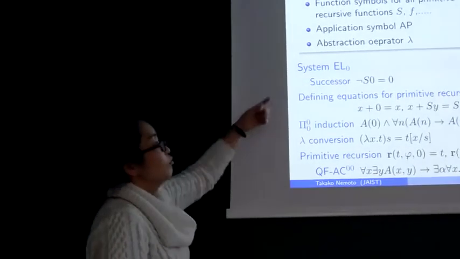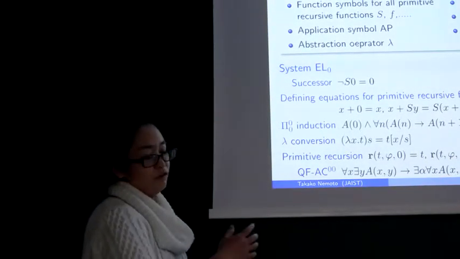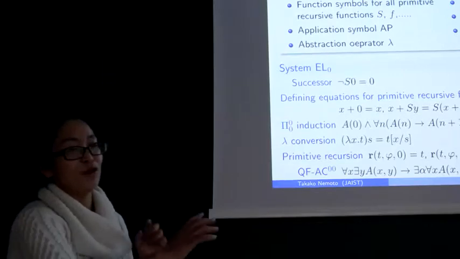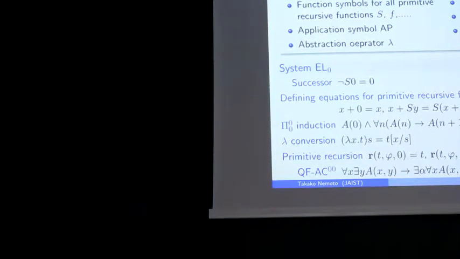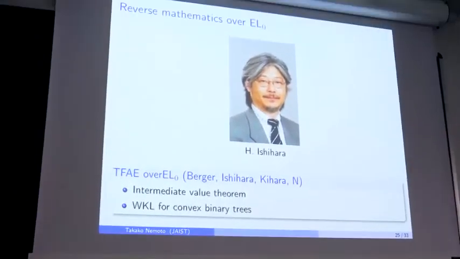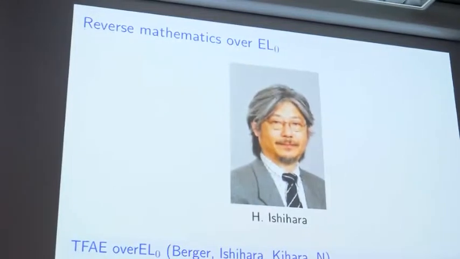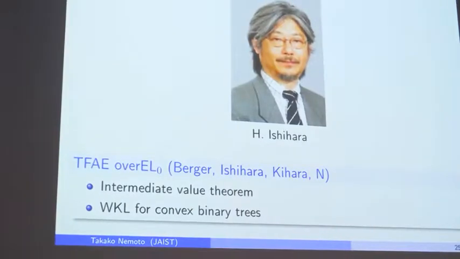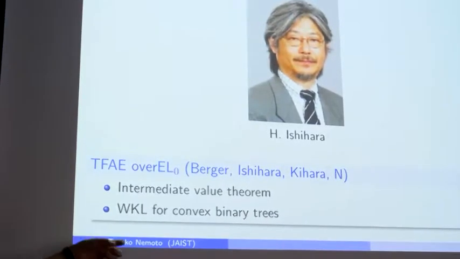So in this system, we have infinite language, but the form of axioms are very simple. So it's sometimes useful when we consider the translation. So that is one advantage of this system. And actually, this system has already been suggested by Kreisel and Troelstra, but Ishihara used this system for reverse mathematics, and he proved that the intermediate value theorem that is proved in RCA0 in classical reverse mathematics is actually non-trivial in constructive reverse mathematics, equivalent to a kind of Weak König's lemma.